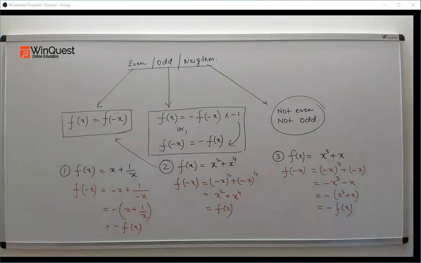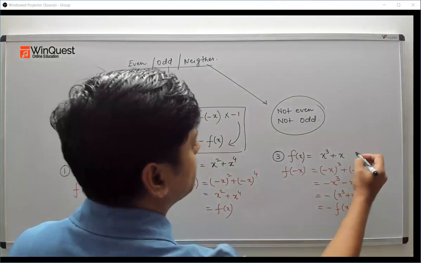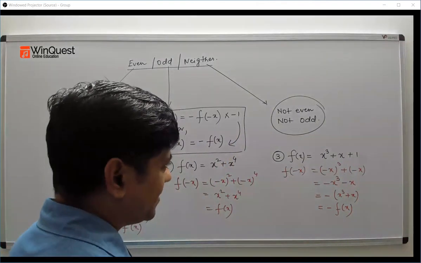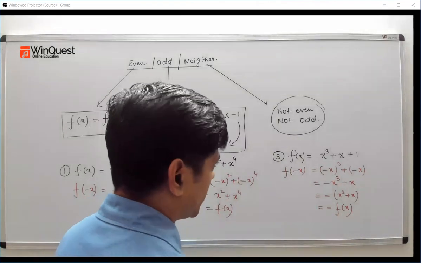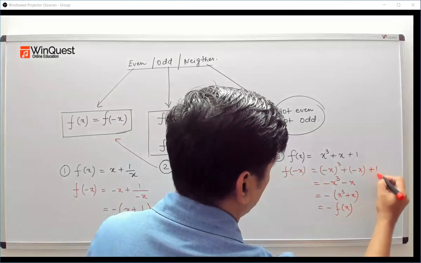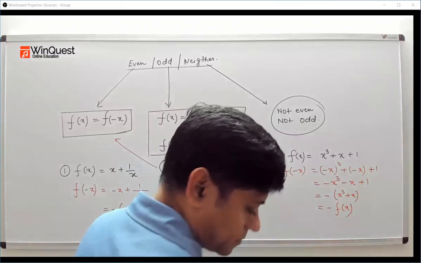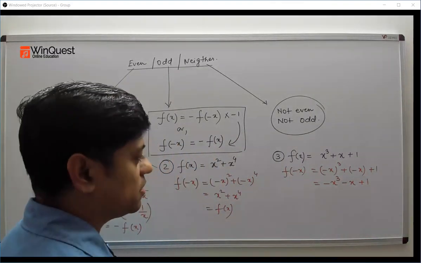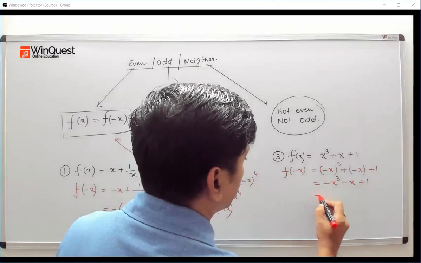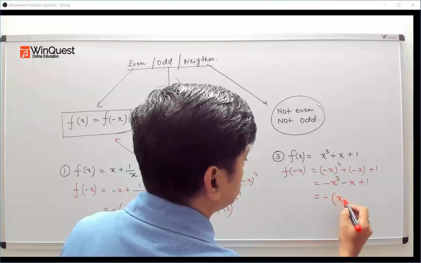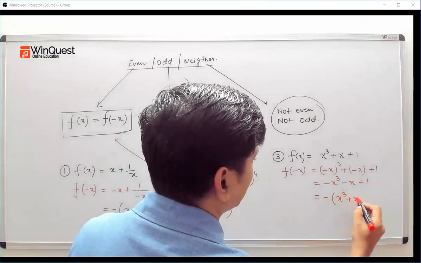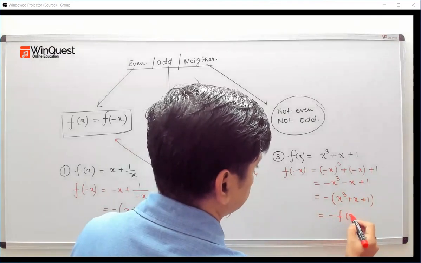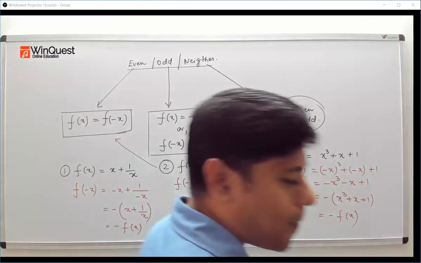Now, in this same example, if I put a plus 1 here, it is going to be a plus 1 here, and this is going to be a plus 1. Now, in this case, when you have this expression, even if you take a negative common out, it will become x cube plus x plus 1. So this becomes minus of f of x. Is this also odd?